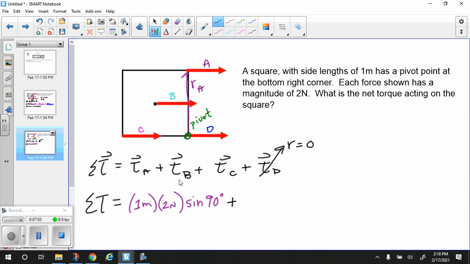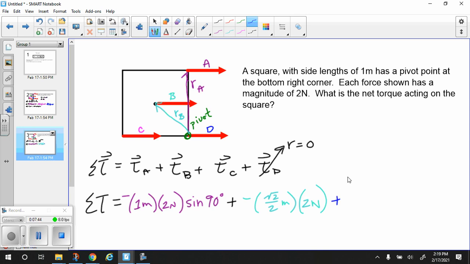Now, sorry, A was negative because it was clockwise. And then B is also clockwise, so we're going to subtract that one too. We're going to have a negative. The R for B here is this value. So that's RB, and that's going to be square root of 2 over 2 meters times the 2 newtons. And then we have C next, excuse me.